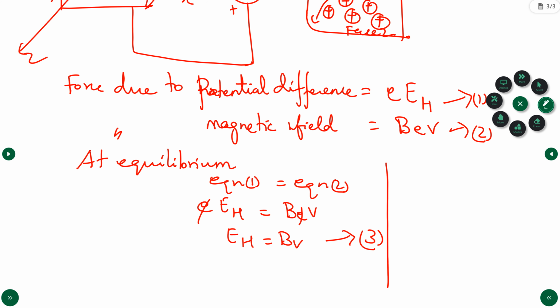Now Jx is equal to N_H e V. So from this, if you want to write V, then it is equal to Jx by N_H e. So this V value can be substituted in equation 3. Substitute 4 in 3, you will get E_H is equal to B into Jx by N_H e.